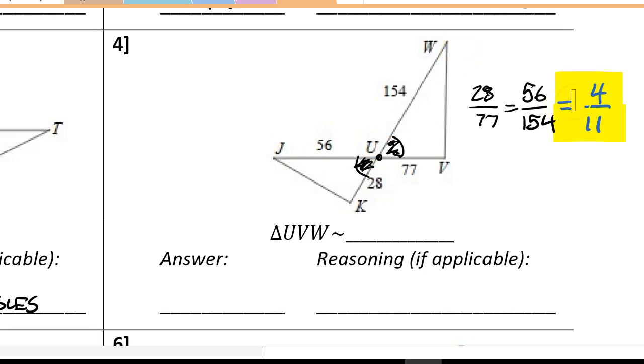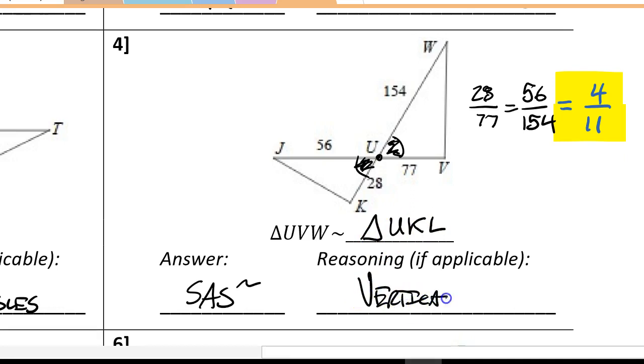They both reduce down to 4 over 11, meaning that we have triangles being similar by side, angle, side similarity, and the 2 triangles that are similar are triangle UKL. Once again, we added vertical angles onto it.